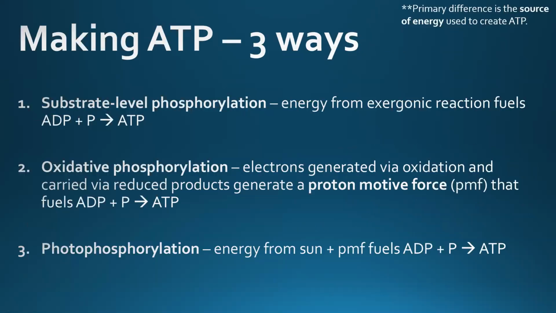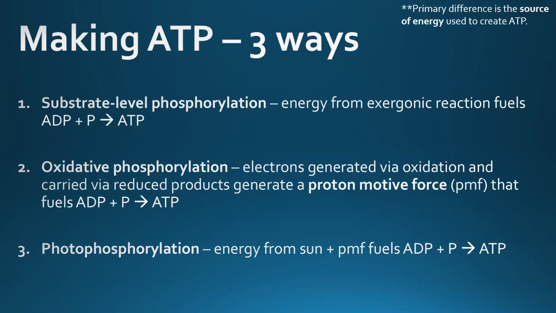So again, to review the 3 ways to make ATP. 1, substrate level phosphorylation. You're taking the phosphate off of the substrate to produce ATP. So that phosphate is going to come off, it's going to be added to ADP, and then you're going to produce ATP. Second way, oxidative phosphorylation.